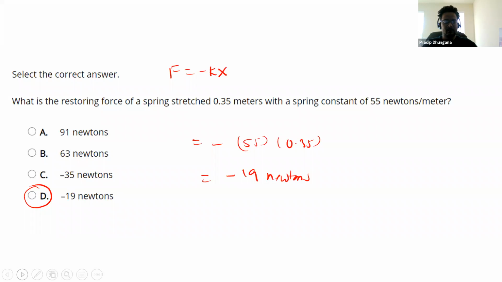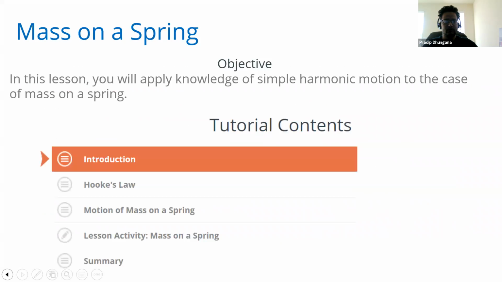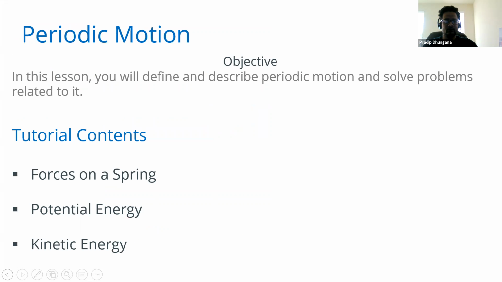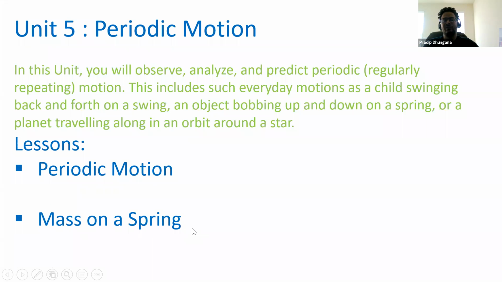Now let's go back. Sorry. So today we have started unit 5 and completed those 2 lessons, periodic motion and mass on a spring. Okay. And I always encourage you to maintain your pace. We have already started unit 5. So if you are falling behind, please make sure to work hard so that you can catch up soon.